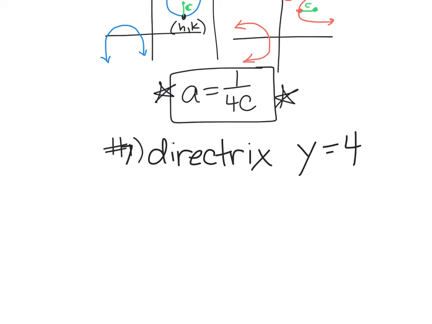Okay, directrix is at y equals 4, and the vertex is at (2, 3).